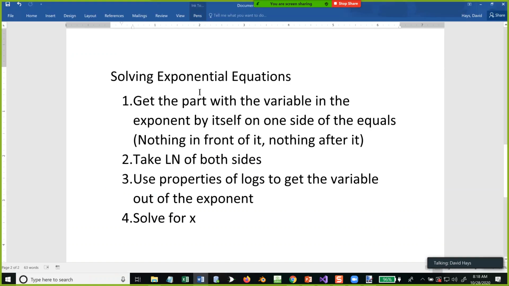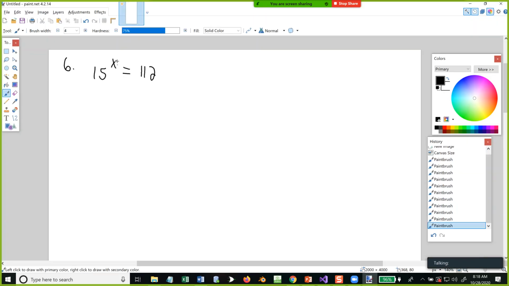Step one, get the part with the variable and exponent by itself on one side of the equals. This part with the variable in the exponent, the 15 to the x, is by itself. There's nothing in front of it, there's nothing after it. We simply have 15 to a power. So that's done. Step two, take ln of both sides, natural log. So natural log of 15 to the x is equal to natural log of 112.